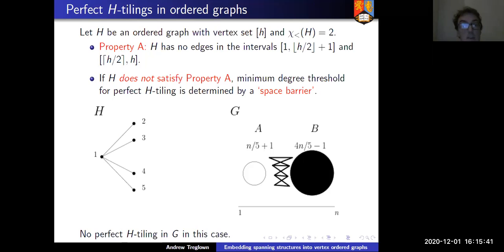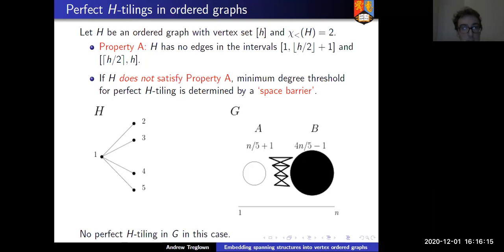Let me give you an example, and hopefully you can see how you might generalize this. Let's look at H, which is a star with 4 leaves, and the root is labeled 1. That's our baby case for H. Certainly this doesn't satisfy property A because you've got the edge 1, 2. So you really do have an edge in the first half.